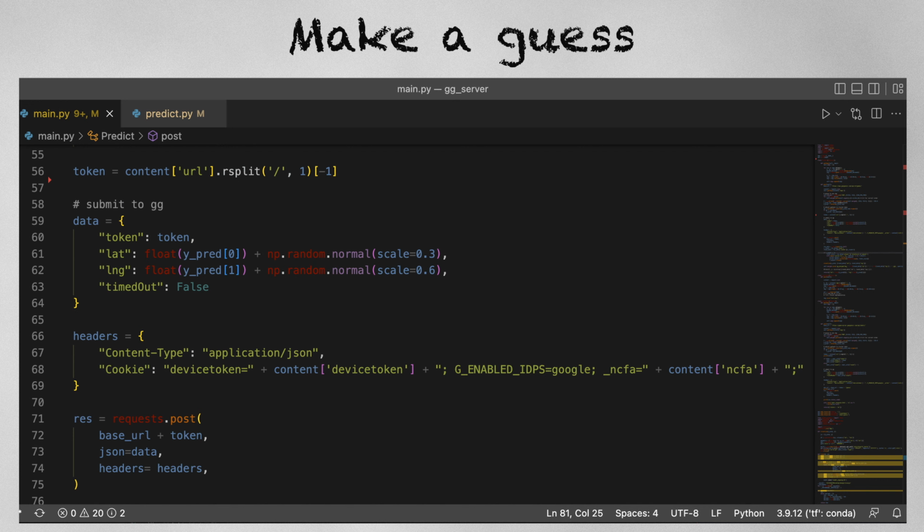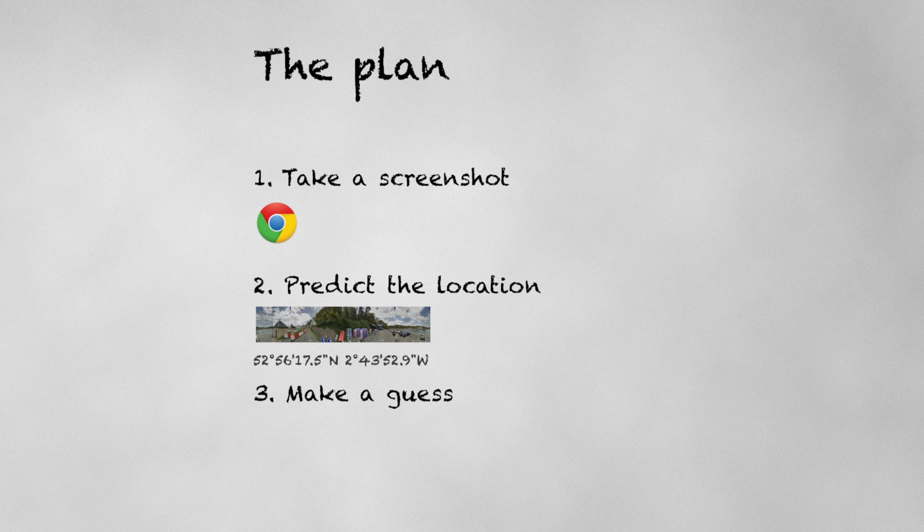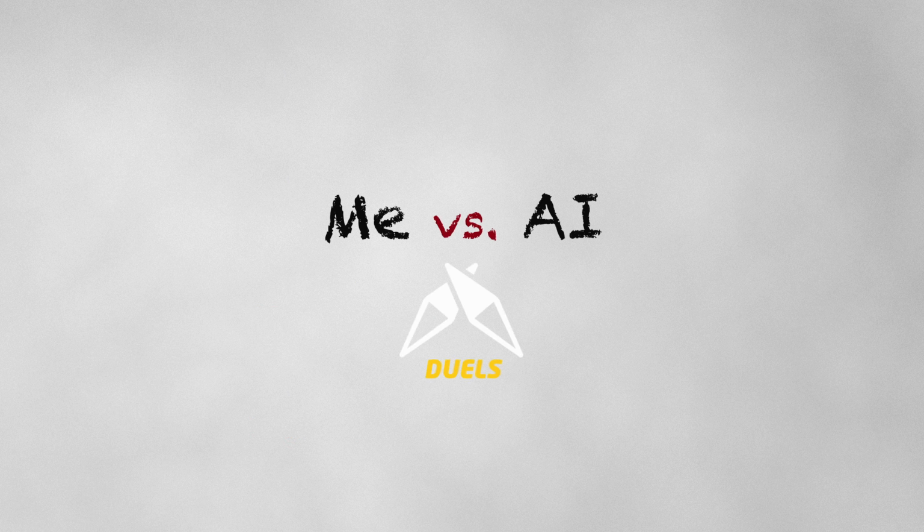A final look at the plan shows us that we went through the most important parts of this AI system. We create a panorama picture out of screenshots from the browser, then we send it to the backend, where we make a prediction and finally submit the guess to the GeoGuessr server. There were a few more things to do, but these are the most important ones. I took a similar approach to also implement a duel mode, which allows us to play with one person against the AI.